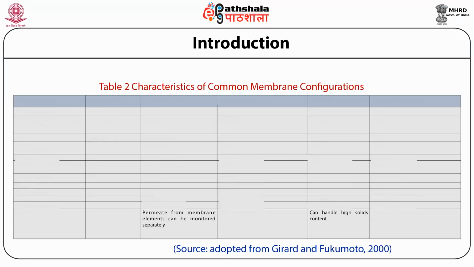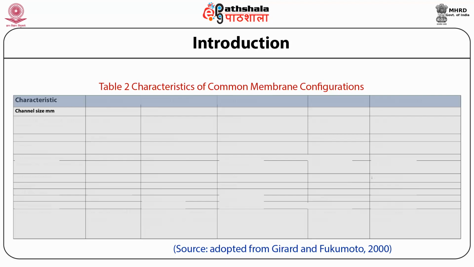Table 2 shows the characteristics of common membrane configurations, and here the characteristics are channel size in mm, packing density, given by area divided by volume, meter square per meter cube, flux given in LMH, energy consumption, cost per unit area, membrane replacement cost, hold up volume, fouling, backflushing, CIP, and polymer choices.